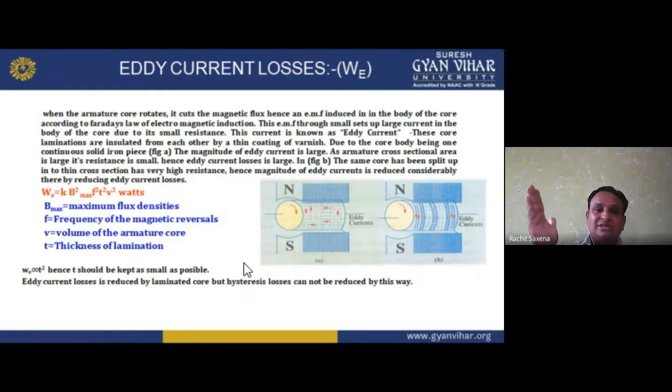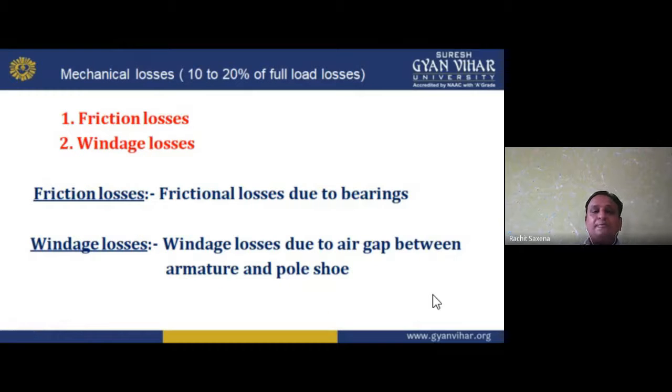Okay, so for 2 as the thickness we have the eddy current 4. For 4 as the thickness, we are getting 16. So we have to look into the matter. So eddy current loss is reduced by laminated core, but hysteresis loss cannot be reduced this way. Use silicon content. Now moving forward.